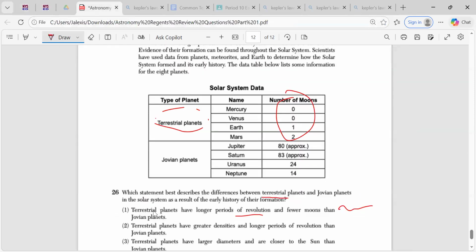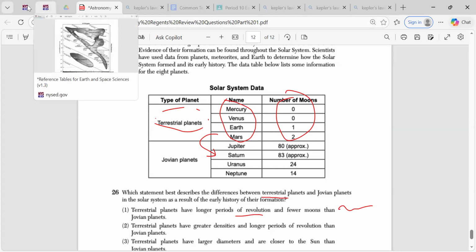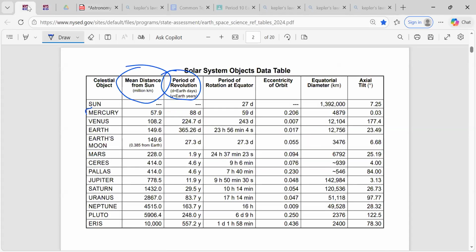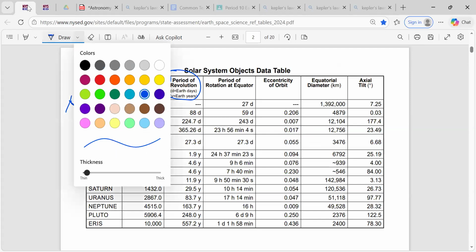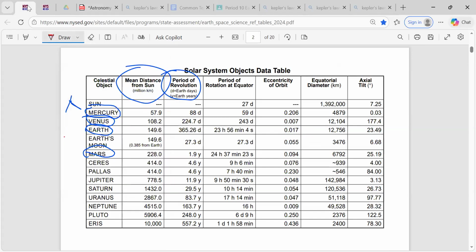All right. So first, terrestrial planets have longer periods of revolution than Jovian planets. Well, I'm going to look at these first four terrestrial and compare them to the Jovian planets. So when I go to my reference tables, all of my terrestrial planets I'm going to circle in blue, and I'm just going to write T for terrestrial. And I'm going to put red for all my Jovian planets, Jupiter, Saturn, Uranus, and Neptune.